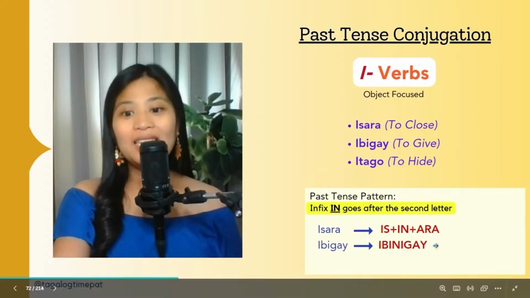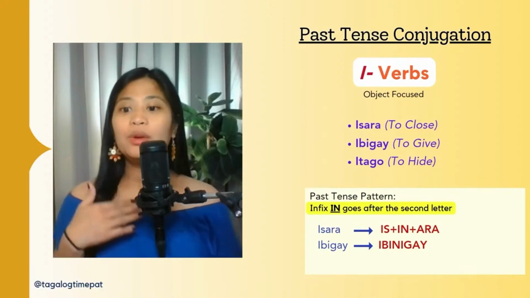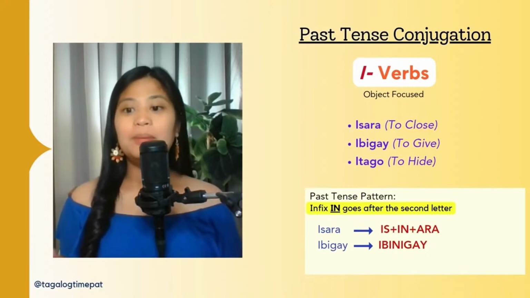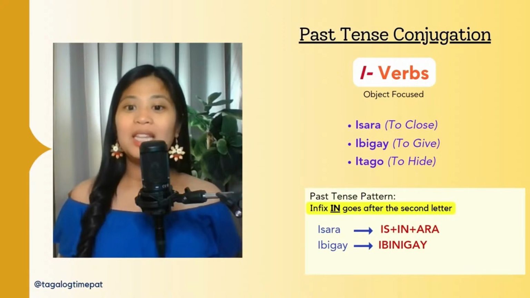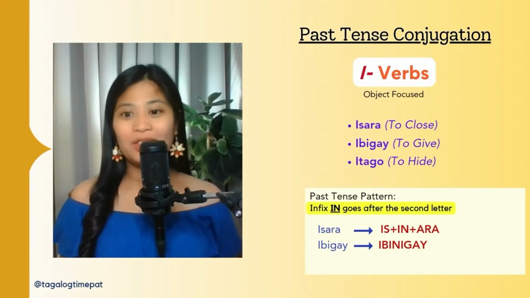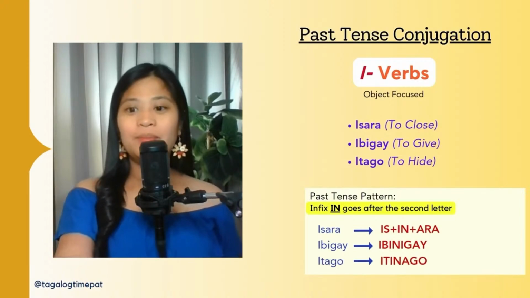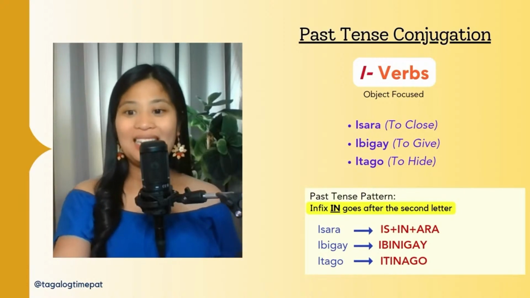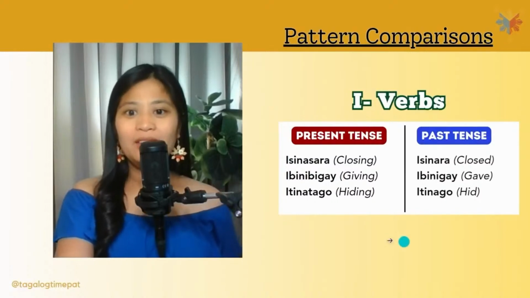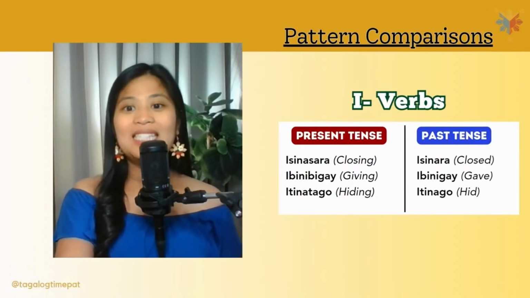Isinara. Next, the word ibigay, which means to give, becomes ibinigay. Ibinigay ko yung regalo. I gave the gift. Ibinigay. Alrighty, you give it a try. What do you think itago, to hide, will be in the past tense? Remember to just use this pattern that we learned. Itago in the past tense becomes itinago. The in just goes after the second letter. Itinago ko, I hid something. Itinago.